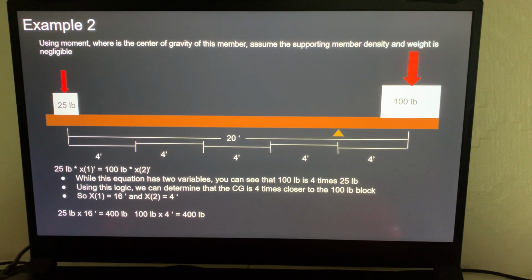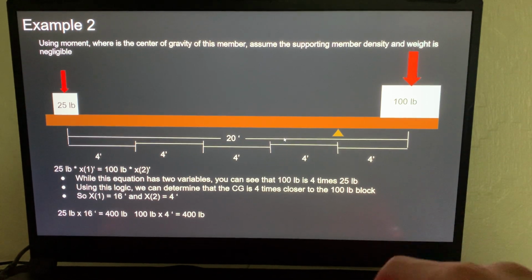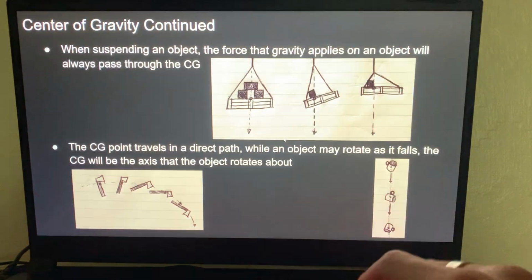Now, if in this example, the member had its own weight, let's say like 2 pounds per foot, then this would not be the center of gravity. Rather, it would be shifted very, very slightly to the left, because this would be an additional 32 pounds, and this one would be an additional 8 pounds. But also, shifting our center of gravity is going to change our moments. So we really got to figure that out in a different example.